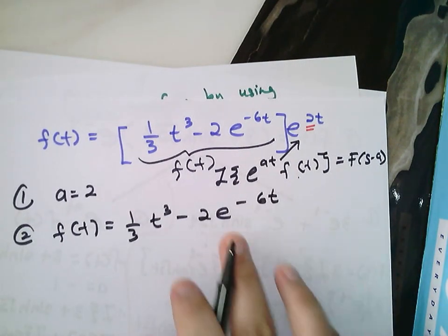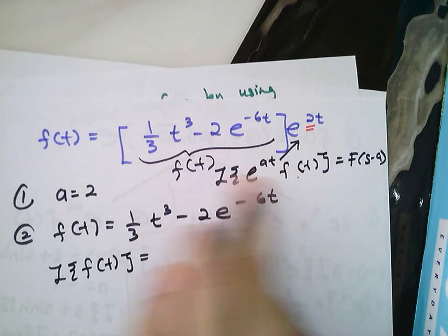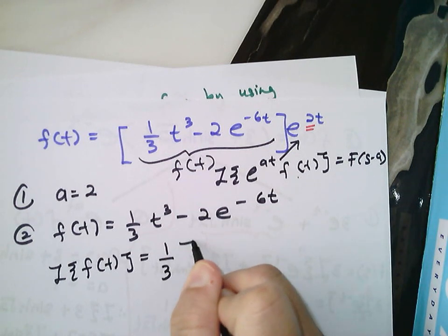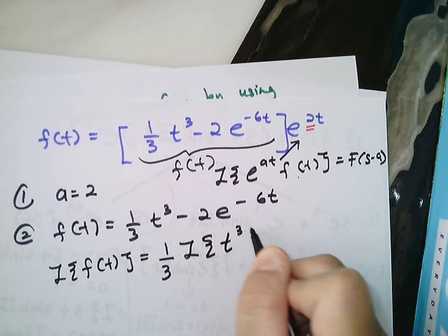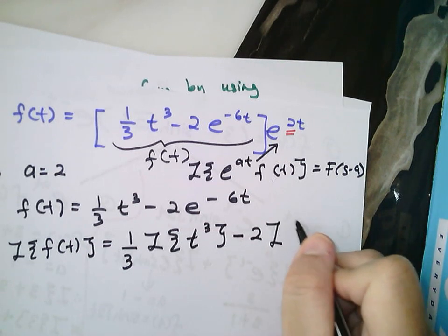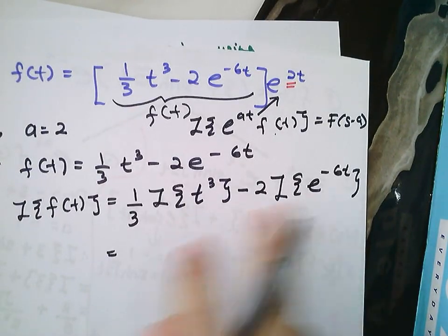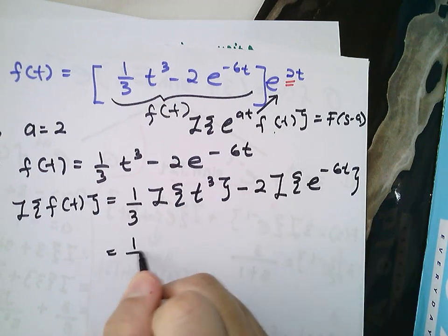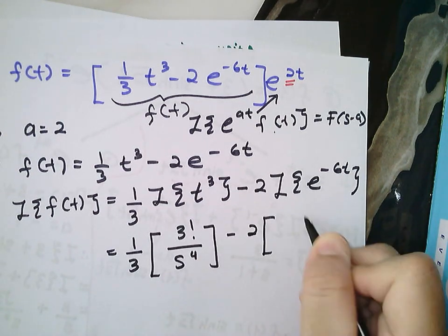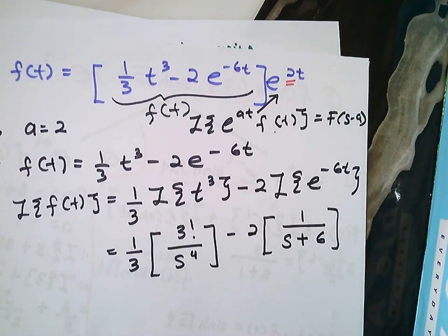So find the Laplace of this one. Laplace of f(t) is equal to, here you need to apply the linearity property. Here you have 1 over 3, a constant, so factorize the constant, then you find the Laplace of t cubed. Minus, again here 2 is a constant, so factorize 2, then you need to find the Laplace of e to the power negative 6t. By referring to the table of Laplace transforms, you will have 3 factorial over s to the power 4, minus 2 times 1 over s minus a, so you will have s plus 6 because your a is equal to negative 6.